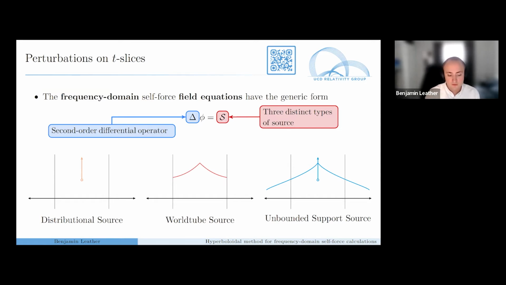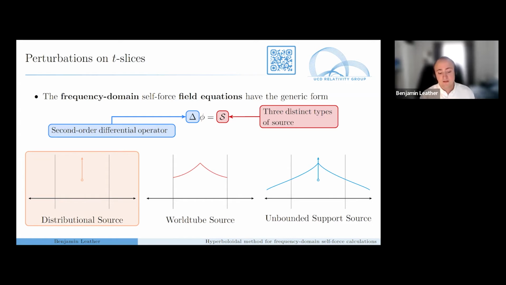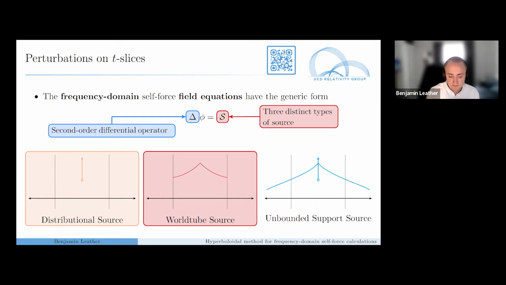So distributional is the first case we consider. So this is a distributional source with support on the particle's orbit. This case arises when we directly solve for the retarded field with a point particle source, as is quite common in black hole perturbation theory. The second scenario we consider has extended sources with compact support around the particle, i.e. cases in which the source functions are often defined on a compact world tube between two radial points. So these types of sources occur in eccentric orbit or effective source calculations.